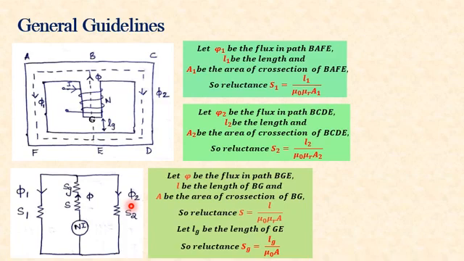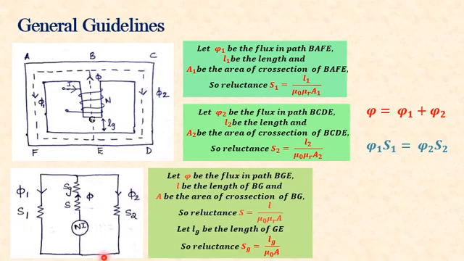Okay. So from this circuit, what can we conclude? Total flux phi is equal to phi 1 plus phi 2. That's the first step. Then regarding the parallel paths, we know that BAFE is parallel to BCDE. So the MMF will be the same. That is, we can write phi 1 S1 is equal to phi 2 S2.